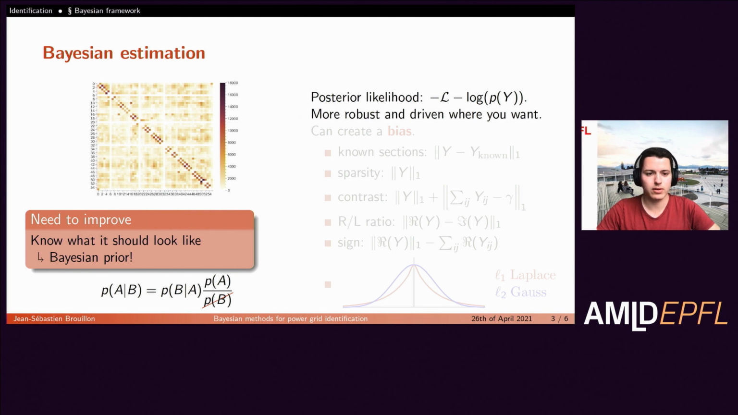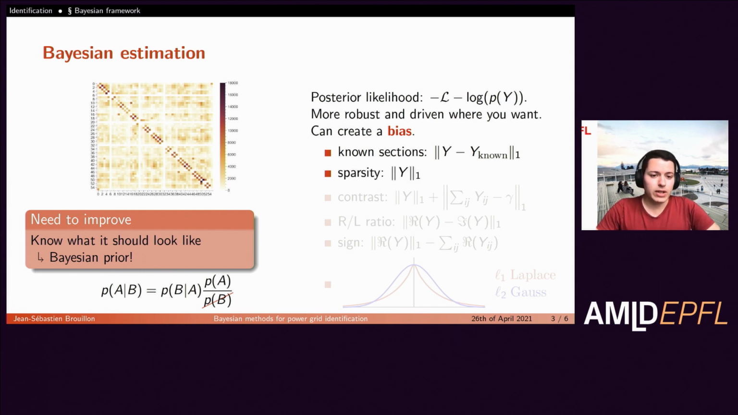So it's the logarithm, in the log space. The optimization problem is more robust and you can drive it where you want. The problem is if you are wrong, you can create a bias. The most simple prior is when you already know some parts of your grid or the entire one, you can add these measurements that you have done already in the prior, and it will drive the estimate towards these measurements. It allows for some tolerance, like the uncertainty of your measuring device. So the data can essentially still drive it away if it's wrong.